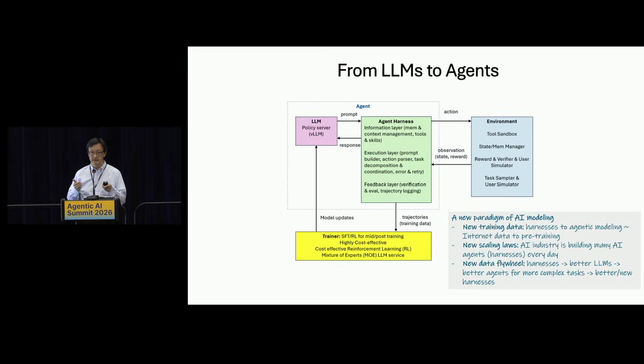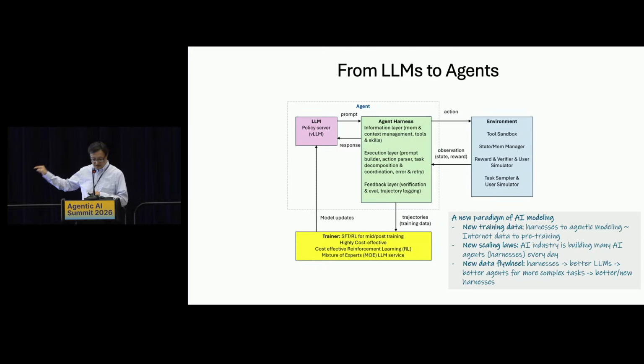And again, this process continues as we advance both the harness and the models. Okay? So many of the ongoing AI research projects at the MSR can be grouped into these three categories, as I outlined here.